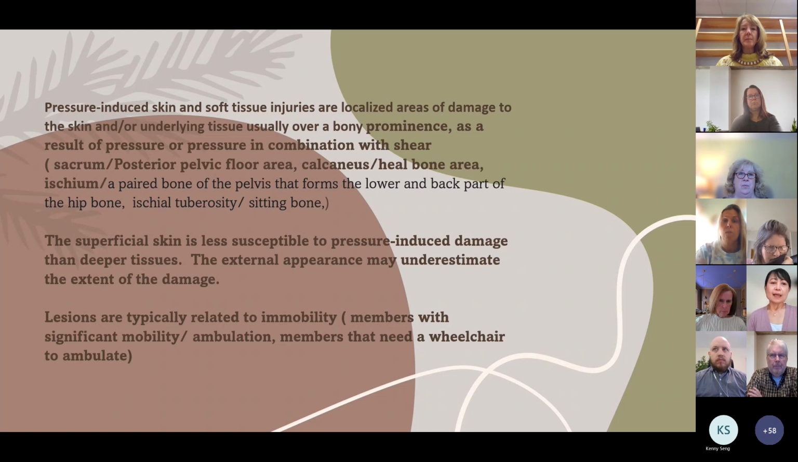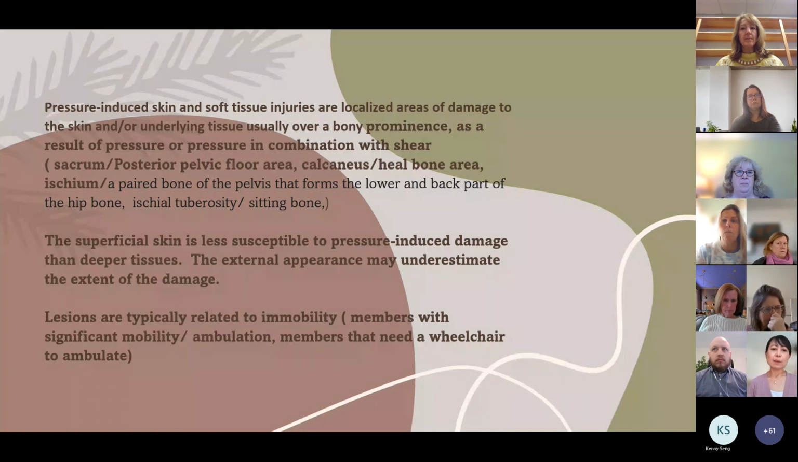ischium area. The superficial skin is less susceptible to pressure-induced damage than deeper tissue. The external appearance may underestimate the extent of the damage. So we have to put this really into our consideration. Lesions are typically related to immobility, as I mentioned, members with significant mobility issues, members that need a wheelchair to ambulate.